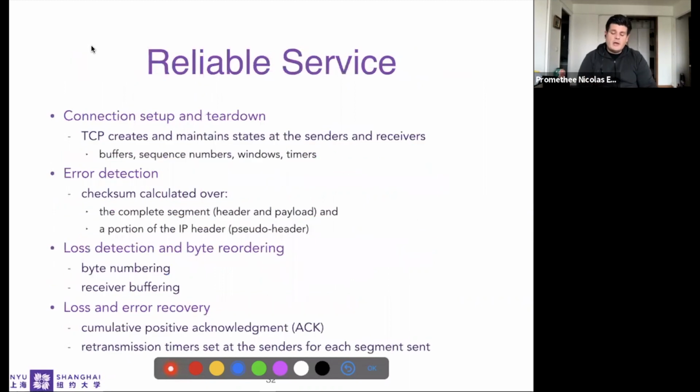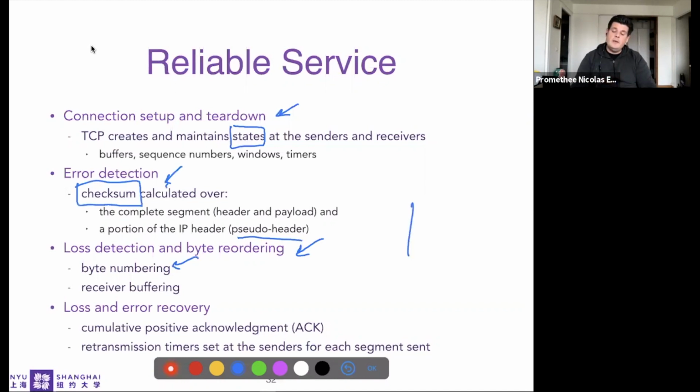The reliable service is based on the connection. And the connection, as I said, and it's really important, is about creating states and maintaining those states. Included in those states are the buffers, sequence numbers, and the windows. We're going to see that flow control uses what we call the window and timers. For error detection, I use a checksum that includes the pseudo header. For loss detection, I use sequence numbers. And what we sequence is not the messages, but the bytes that you carry.